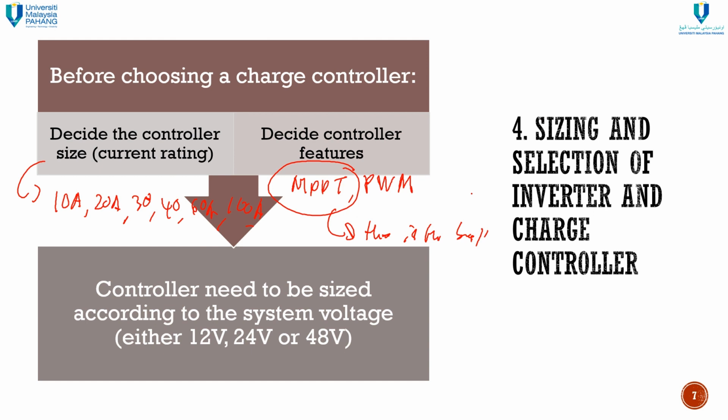And then the controller needs to be sized according to the system voltage, either 12 volt, 24 volt, or 48 volt. Like I told you, most charge controllers can support these two systems. It will automatically rotate when the voltage is near 24. And then the 48 volt one is usually separate. They are more suited, what you call charge controller plus inverter, all in a package. Usually 48 volt comes packaged with the charge controller and the inverter. Okay.